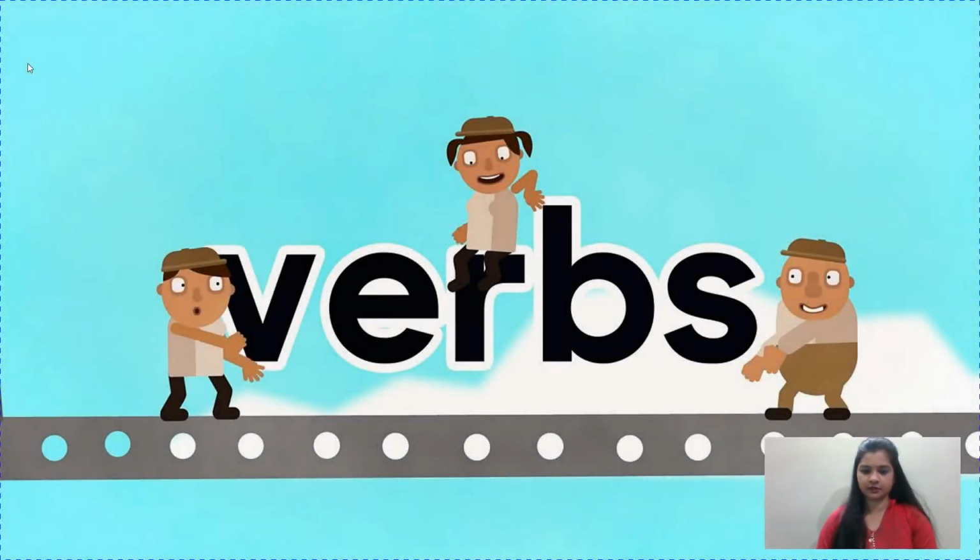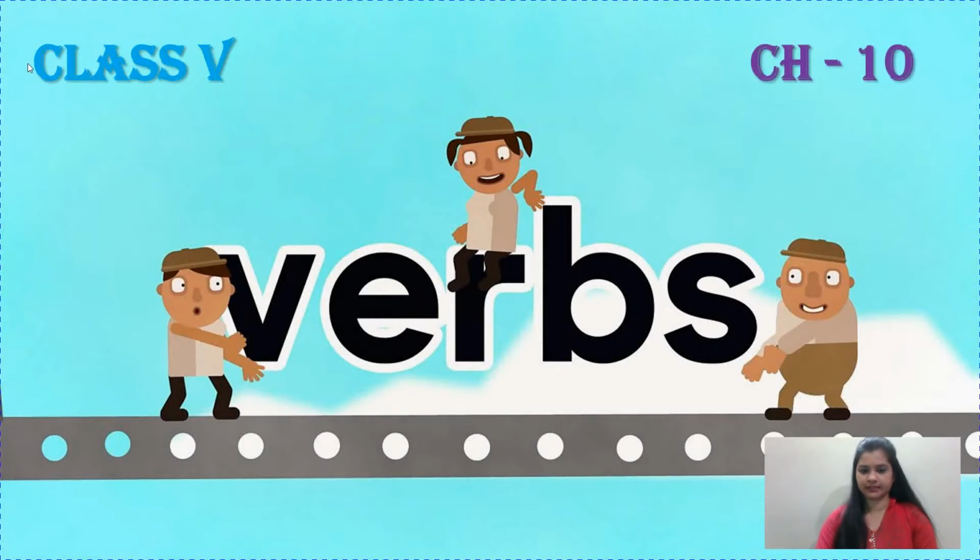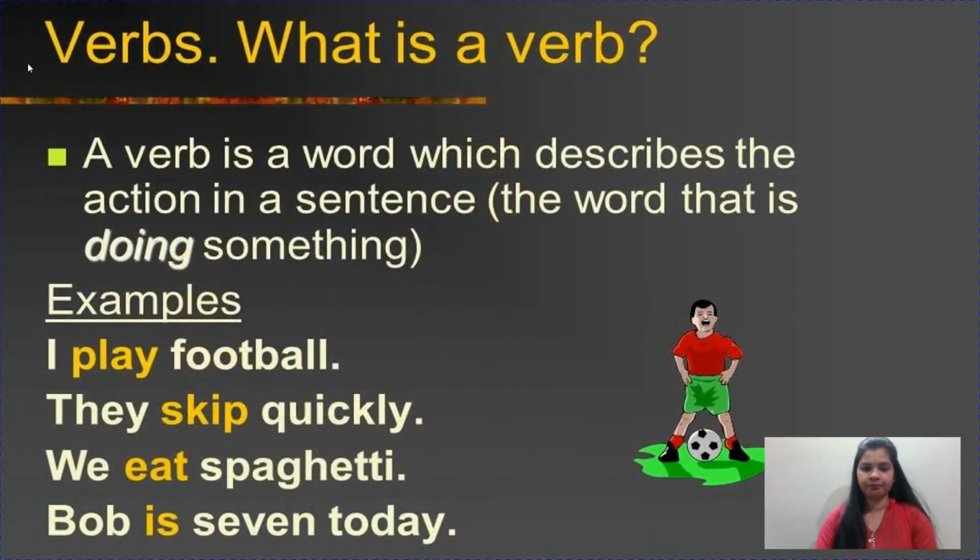Yes, as you can see on the screen, we are going to do verbs. So, we are going to learn class 5, chapter 10, that is verbs. But in verbs also, children, there are many kinds. So, today we are going to learn transitive and intransitive verbs. So, let's start. Before learning its kind, that is transitive and intransitive, we should learn what is a verb.